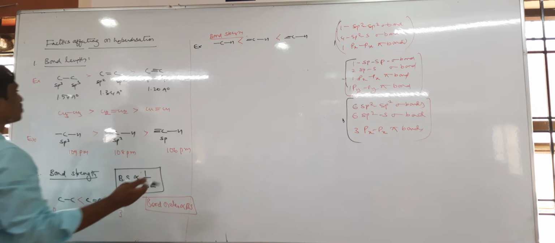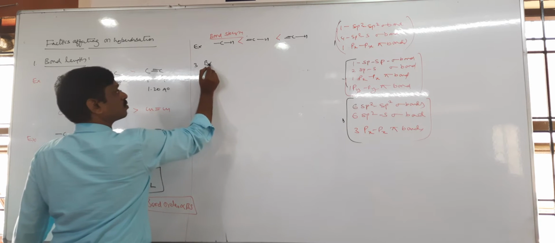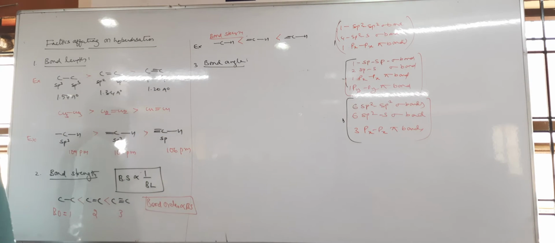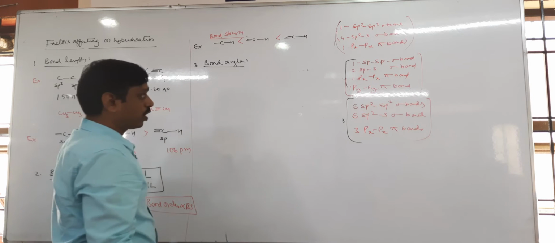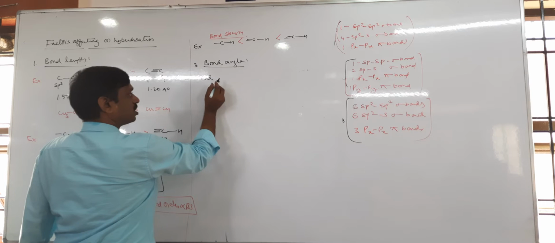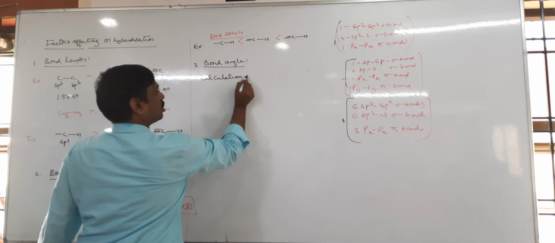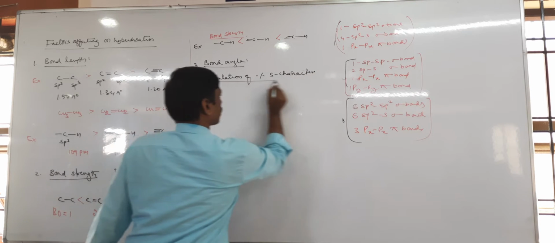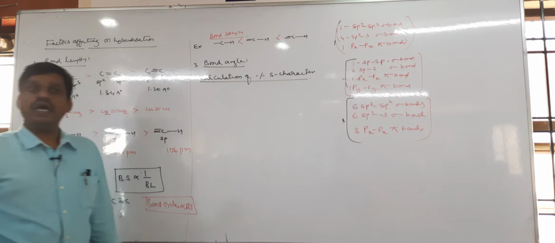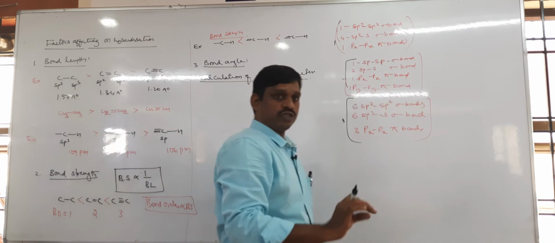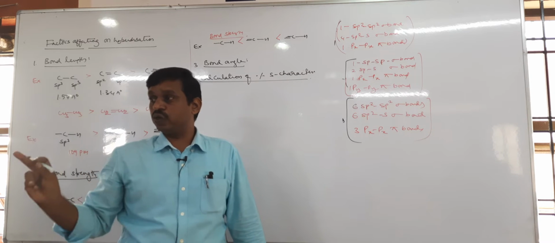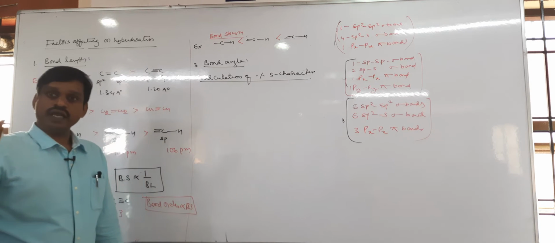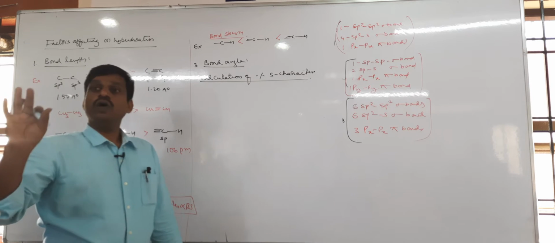Next, the third factor is bond angle. So to understand bond angle, we need to first understand percentage of S character. Tell me, how do you calculate percentage of S character? So we know that in organic compounds, carbon can undergo 3 types of hybridization. What are the 3 types? sp3, sp2, sp. Can you get other than this? Never. So carbon can have only these 3 possibilities: sp3, sp2 or sp.